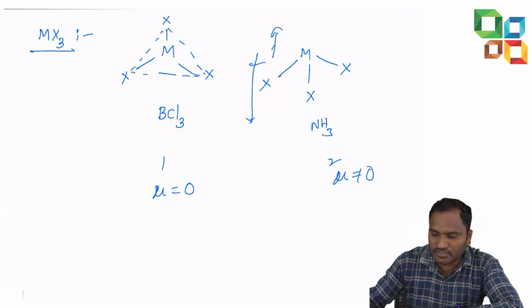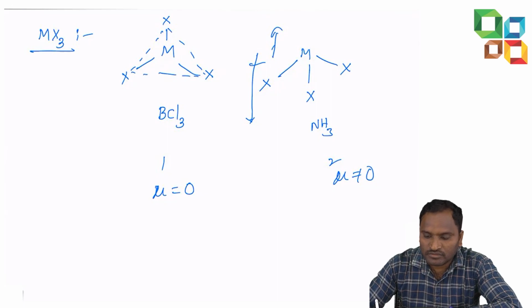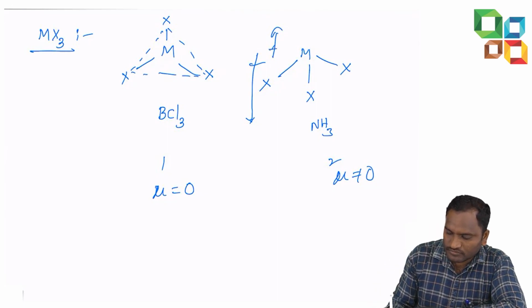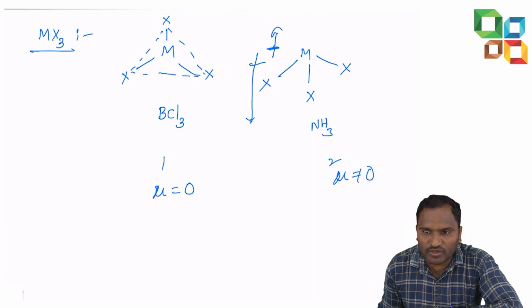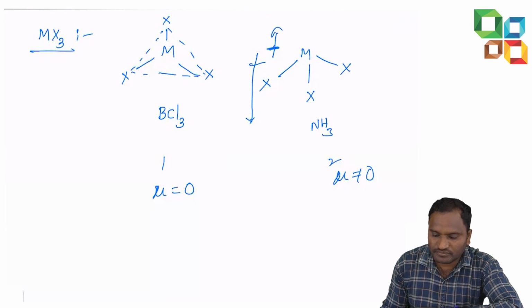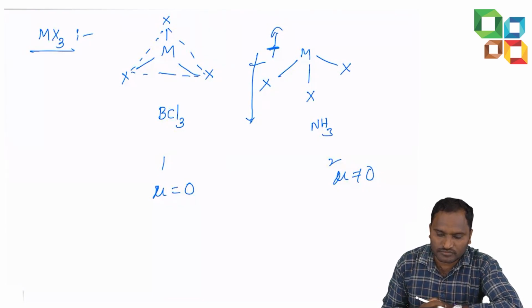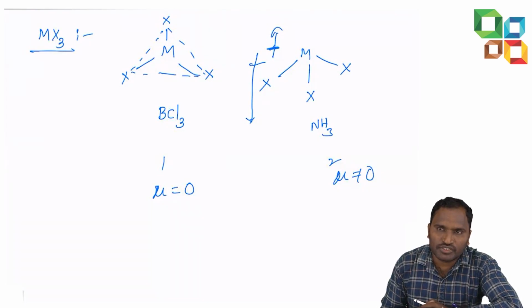Electron movement is represented by using this arrow mark. So resultant dipole moment is not equal to 0.